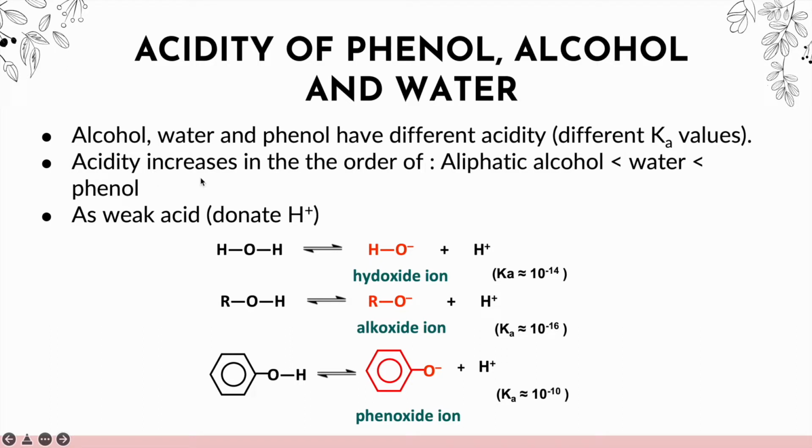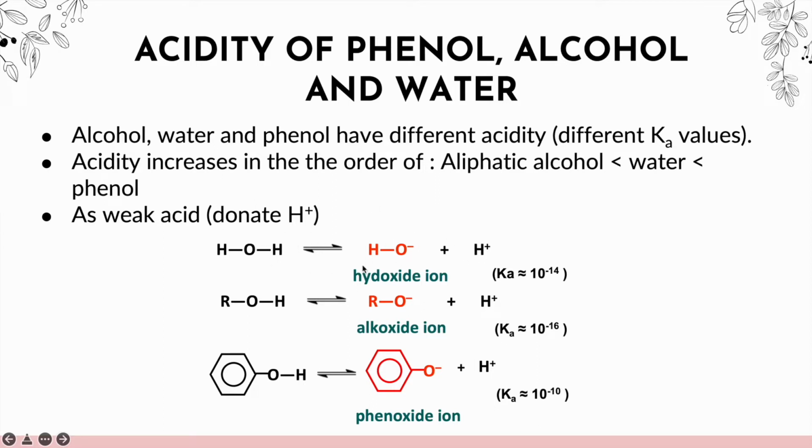The acidity increases in the order of aliphatic alcohol, then water, then phenol. Alcohol is less acidic than water, and water is less acidic than phenol. This means phenol is the most acidic if we compare these three. These three, alcohol, water, and phenol, are weak acids.